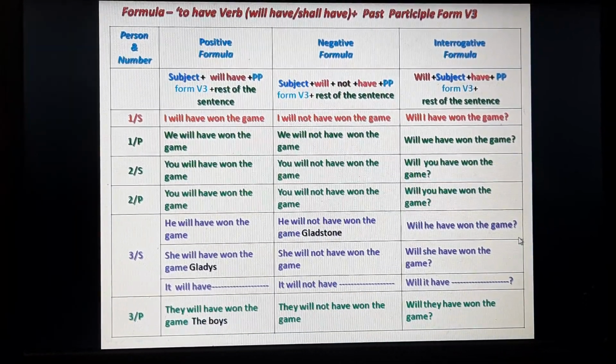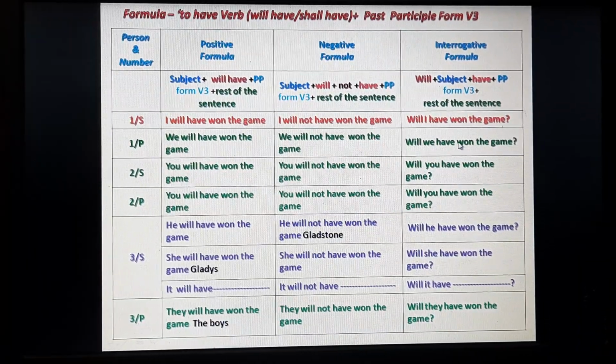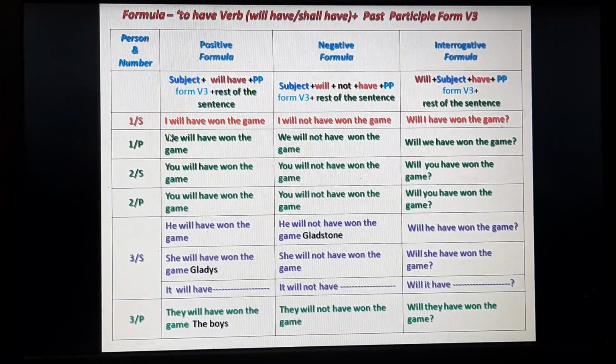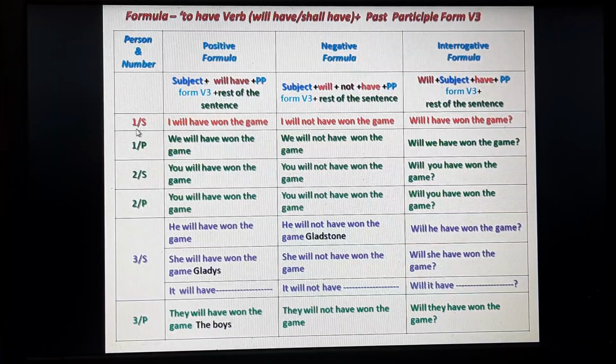So it is very simple, children, to use this formula. In all persons and all numbers, we use will have. Now, shall have can be used in the first person singular and first person plural.